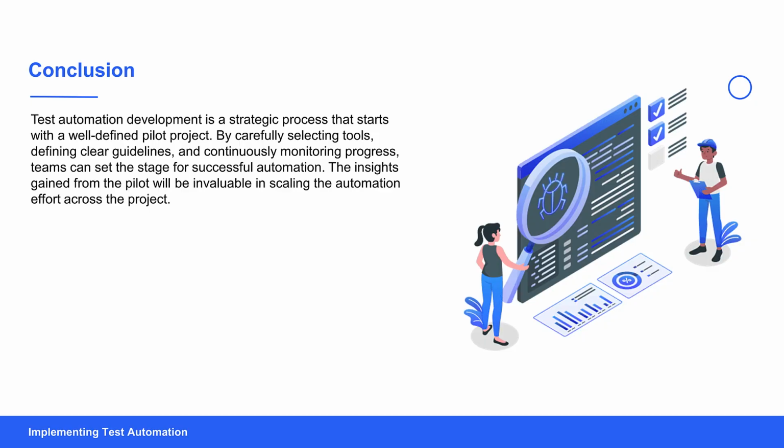In conclusion, developing a successful test automation strategy is a process that starts with careful planning and a well-executed pilot project. By taking the time to define clear guidelines, selecting the right tools and approaches, and continuously monitoring progress, you can set the stage for a robust and scalable automation framework. The insights gained from the pilot project are invaluable. They guide you in making informed decisions as you scale up your efforts, ensuring that your test automation strategy is not only effective today, but also adaptable for the future.